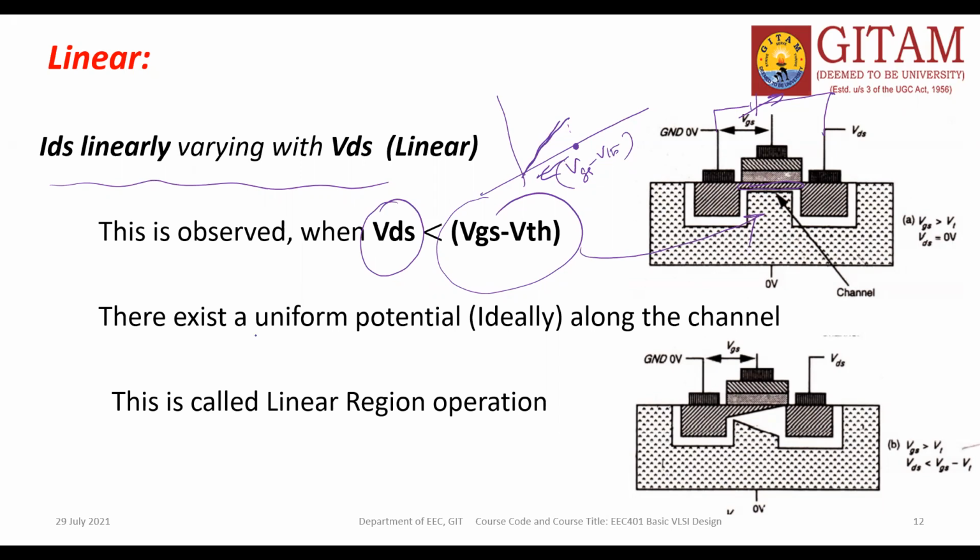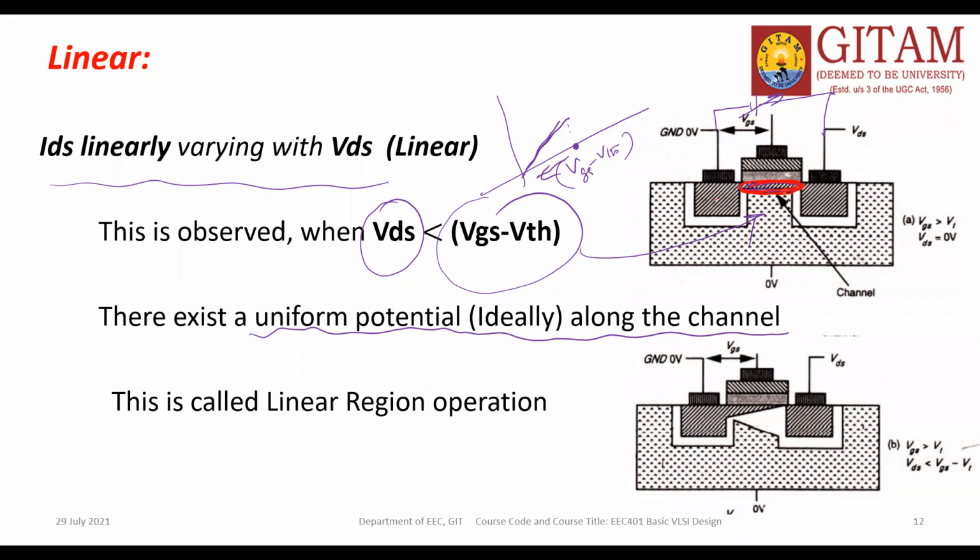A very, very important thing is that a uniform potential exists along the channel. The potential in this particular channel, as you can see here, is uniform. Ideally speaking, it's not uniform.